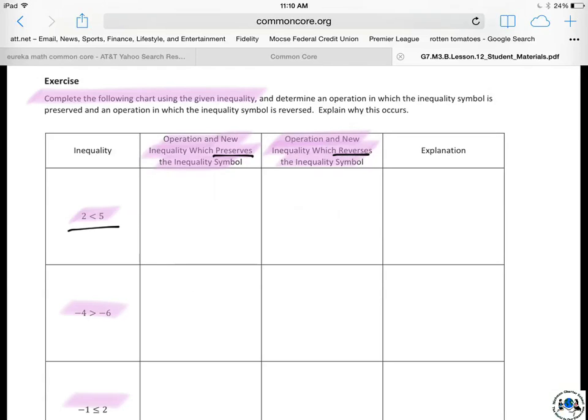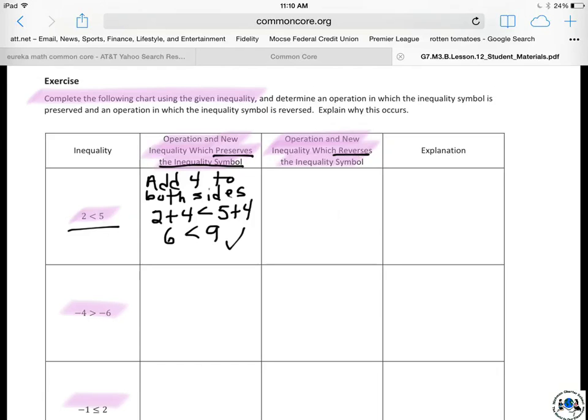So, for example, if we have 2 is less than 5, let's say we add 4 to both sides. I'm doing that because I noticed in the last problems that every time we added a similar number to both sides, we preserved the inequality. So if I add 4, that would make it 2 plus 4 is less than 5 plus 4, and that would mean 6 is less than 9, which is correct. So I have preserved the inequality in this case.